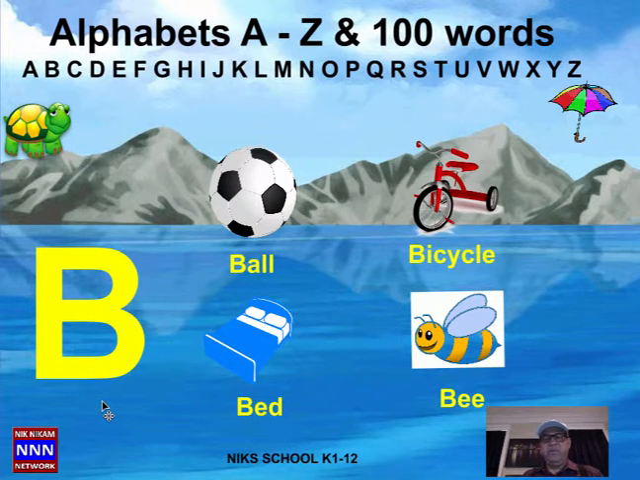So now let's look at here. We already learned ball. Okay, what is this one? This is a bicycle. Oh, right, you are right. And what is this? This is a bed. Oh, look at how nicely the bed is made up. Okay, this is a bee.